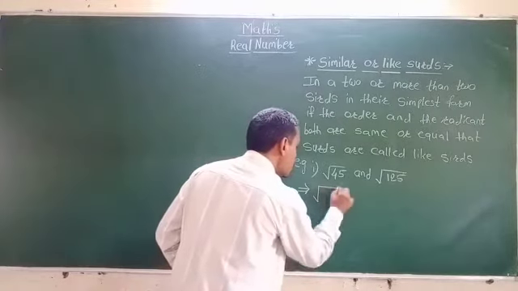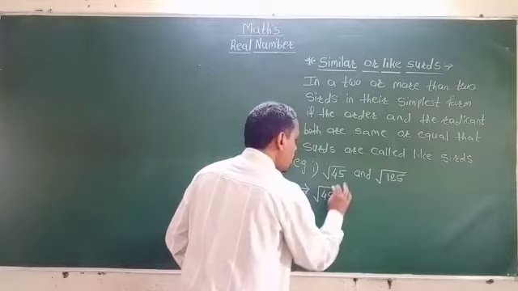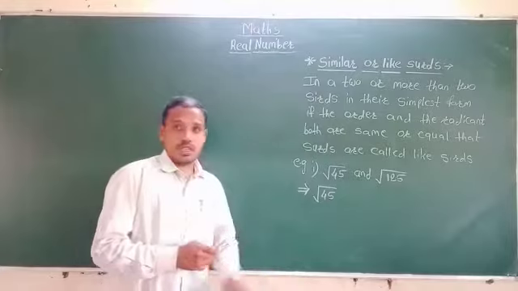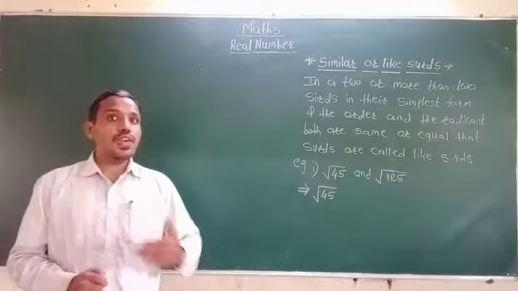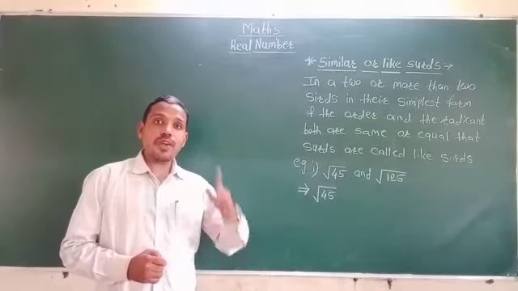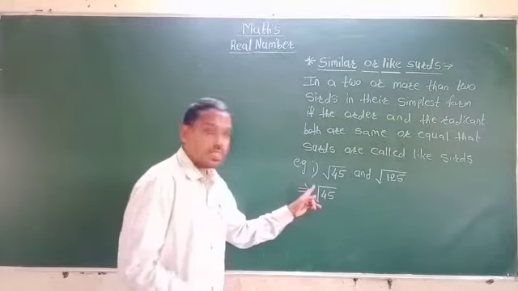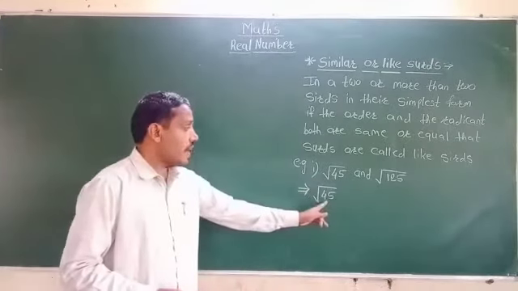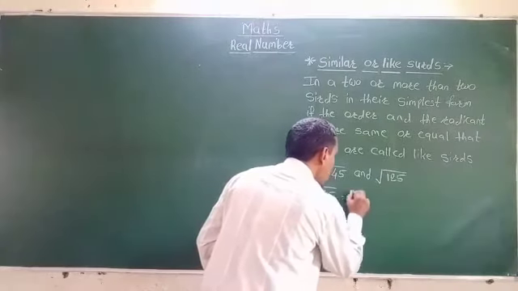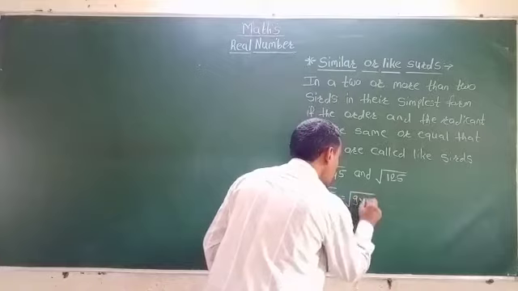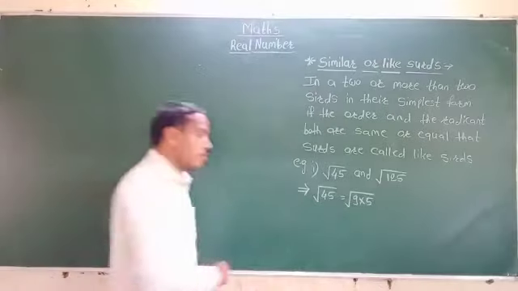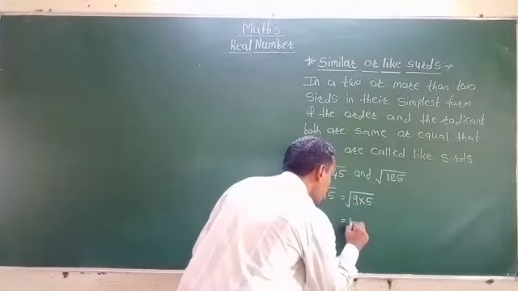So we take the first one, 45. How can we convert it? We take the product of two numbers, in which one number is a perfect square, because the order of the surd is 2. So in product form we get 9 into 5, because 9 fives are 45.